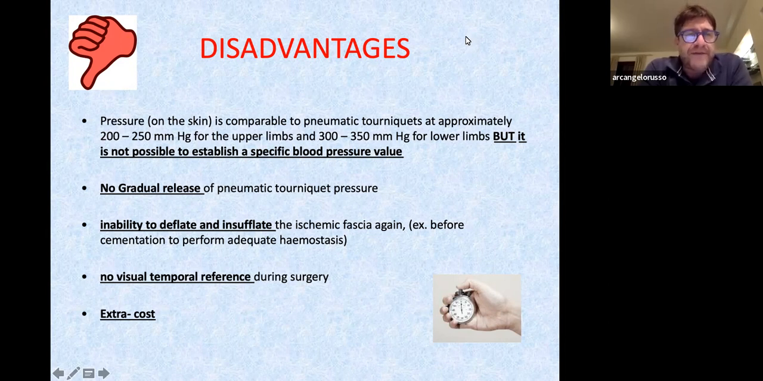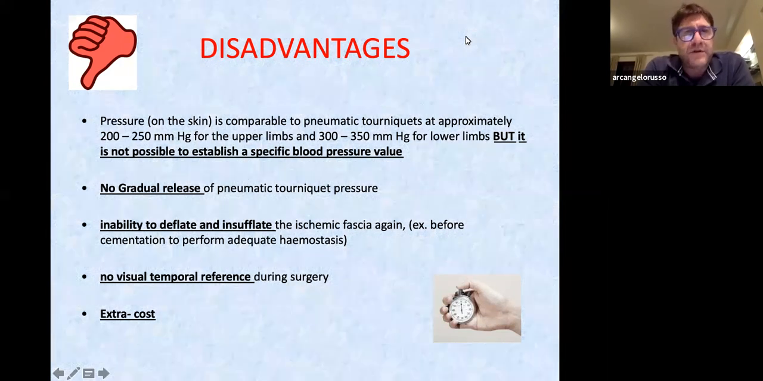You don't have any visual temporal reference during surgery, and you have, of course, an extra cost because when you use the traditional tourniquet, you buy it one time. Maybe I don't know exactly what the cost is, but I think it is expensive. In this case, you have to buy a new device every time, but the cost, of course, is less.